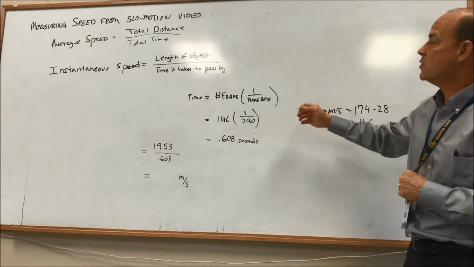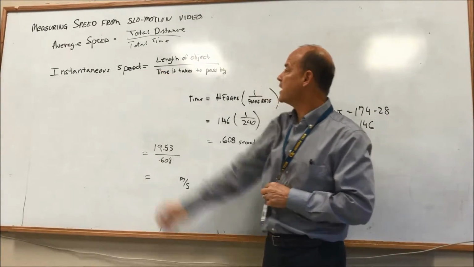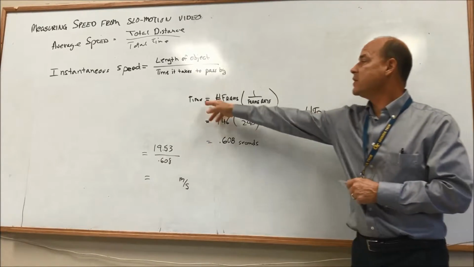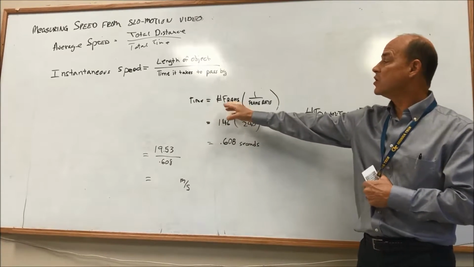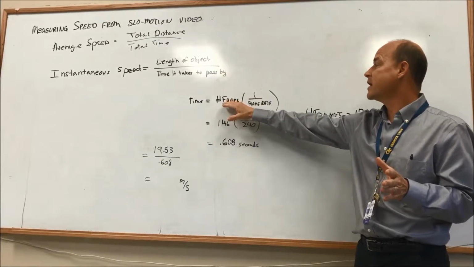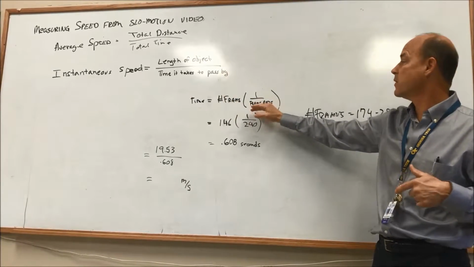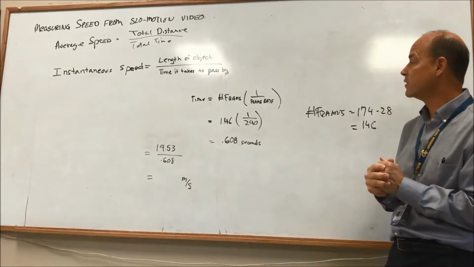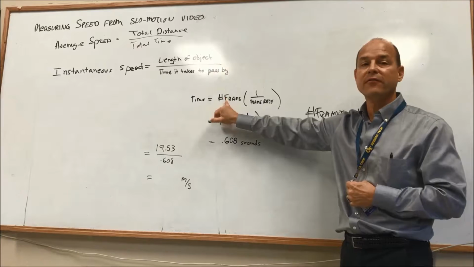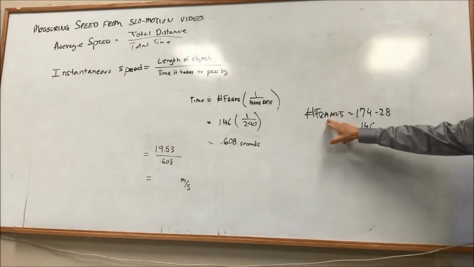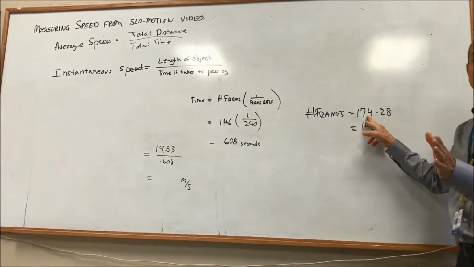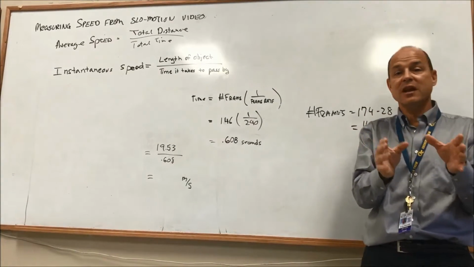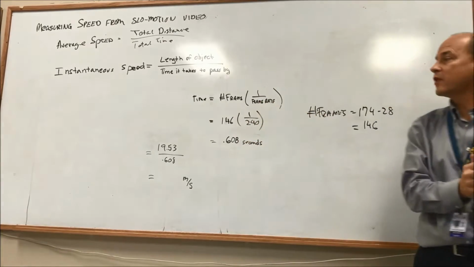So that's important. So again, we're trying to figure out the speed by calculating the length of the object divided by the time it takes to pass by. The time that it takes to pass by is equal to the number of frames it takes to pass by times our conversion factor, which depends on the frame rate. I know I'm saying this a lot, but you can stop the video and play it back over and over again. In order to find out the number of frames it takes to pass by, that is simply the last frame minus the first frame. That gives us a number. That's the number of frames that it takes for the object to pass by our frame of reference.